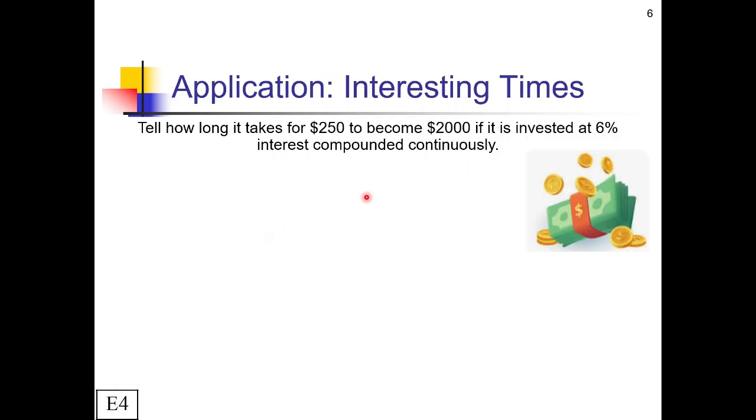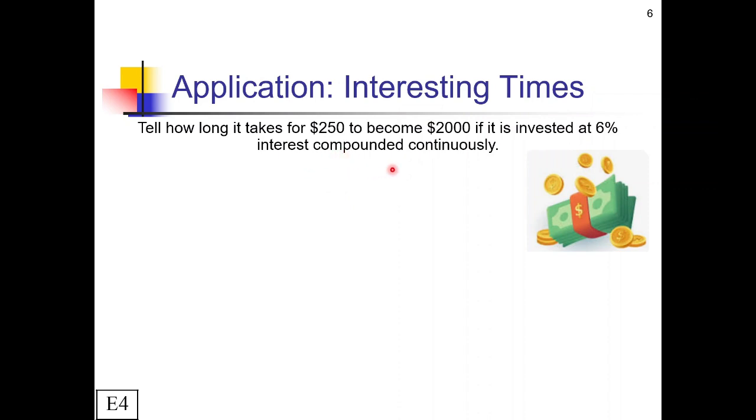For this next problem, we have a real-life application that'll use these exponential equations. They want to know how long it takes for $250 to become $2,000 at 6% continuously compounded interest. So real quick, just pause the video and see if you can come up with a function that tells us how much money our $250 grows into after t years.